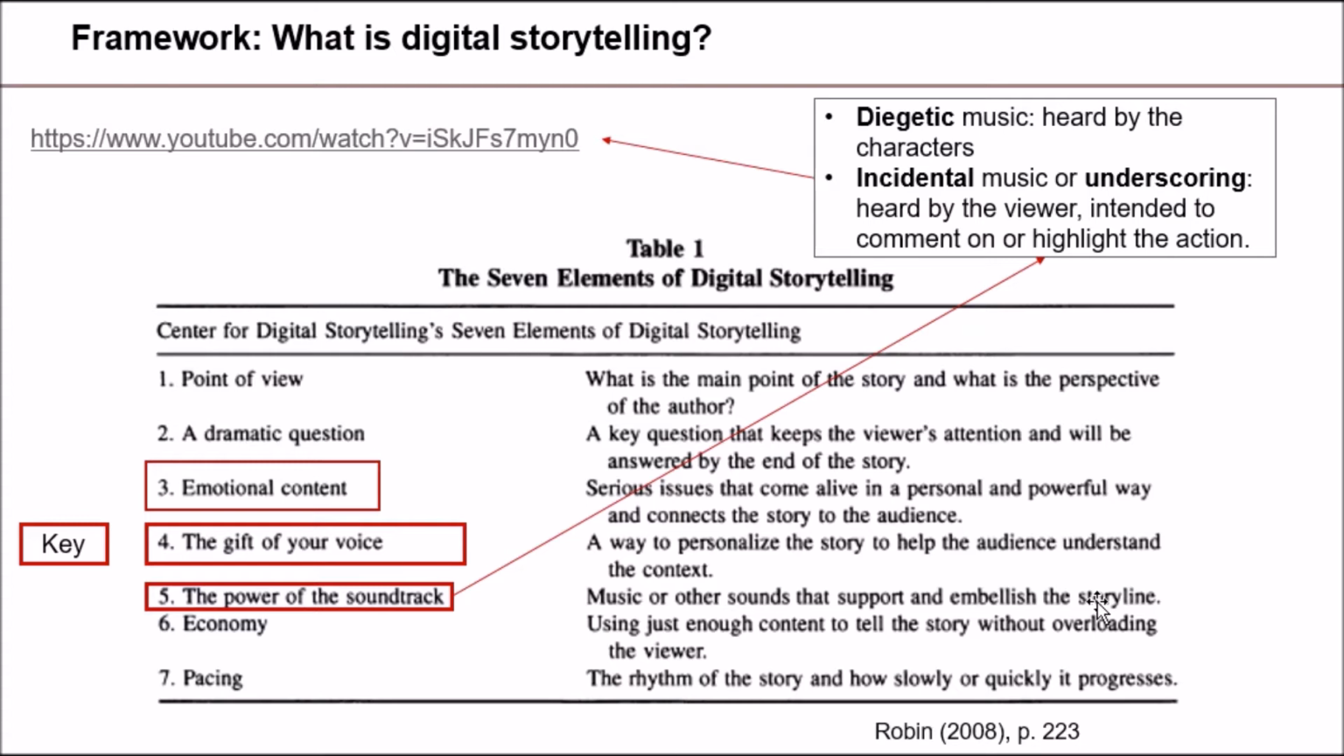So there are 7 elements of digital storytelling. Number 1 is point of view. What's the main point of the story, and what's the perspective of the author? Number 2 is a dramatic question, a key question that keeps the viewer's attention and will be answered by the end of the story. Number 3 is the emotional content, which refers to the serious issues that come alive in a personal and powerful way and connect the story to the audience.